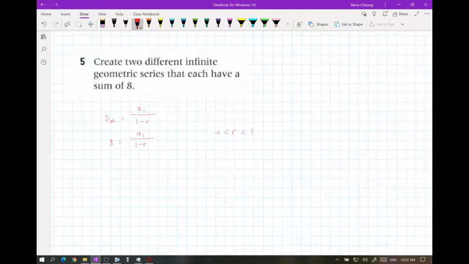The reason why I don't want to control u1 is because r can be outside of this restriction, right? So I might have the first term be 200, but then if it's 200, r may have to be outside of -1 and 1. So instead, I'm going to choose what r is.